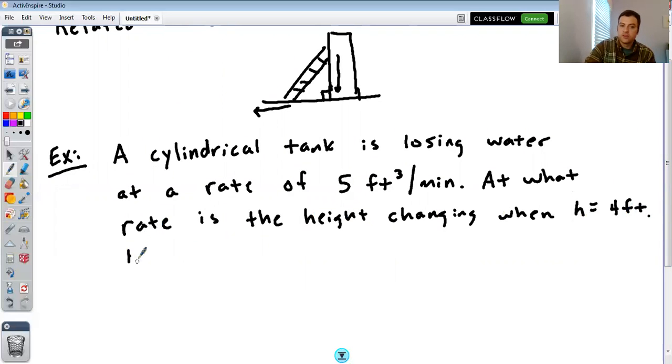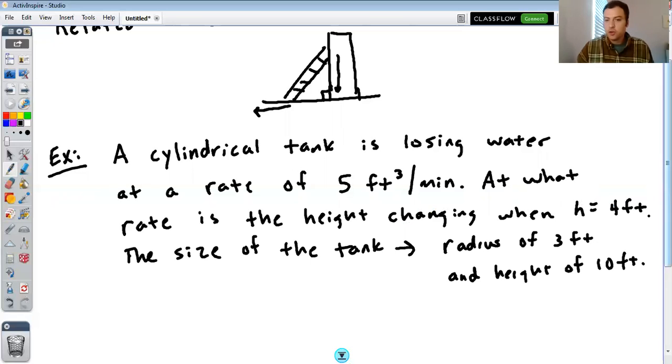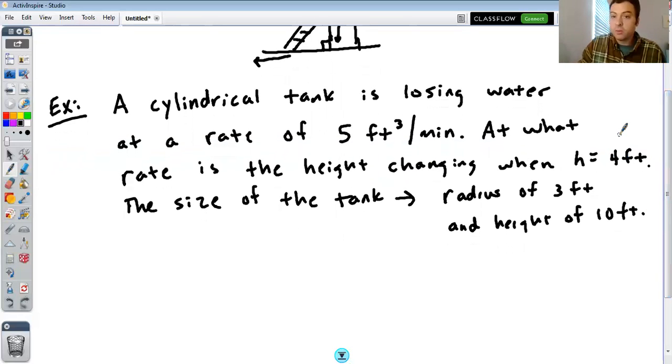And I also need to tell you the size of the tank. Would maybe, let's say, have a radius of 3 feet and a height of 10 feet. Okay, we got a lot to break down. We have a cylindrical tank. Maybe the problem gives you a picture, maybe it doesn't. So I'm going to draw one to go with this.